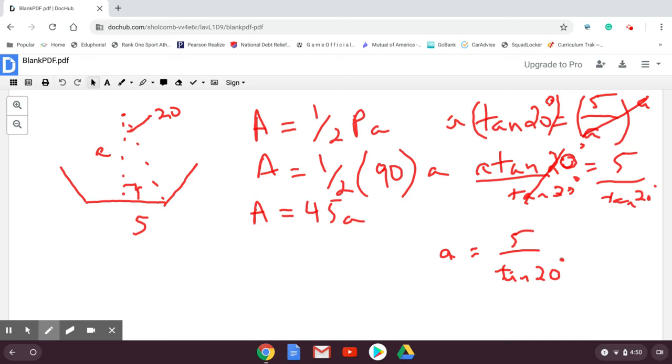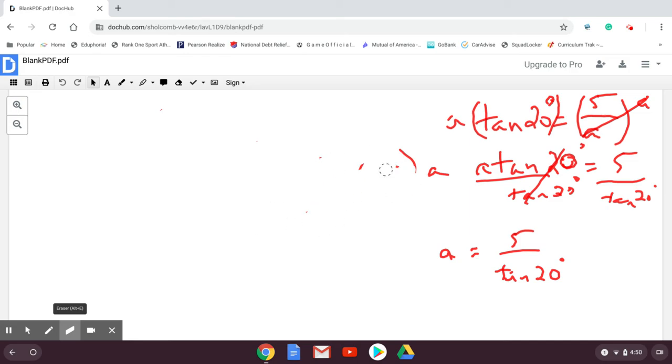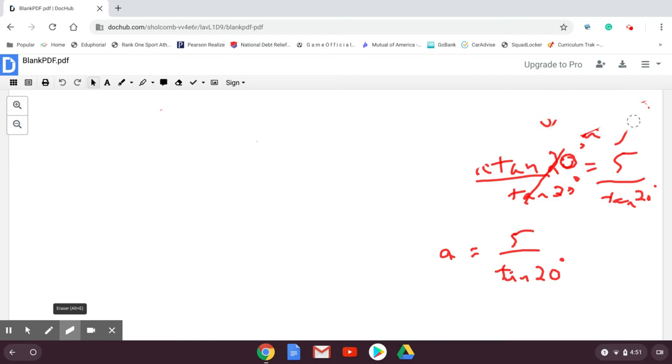Take out your calculator, find out what 5 divided by the tangent of 20 degrees is. Whatever you get, you're then going to multiply by 45. And if you round to the nearest square centimeter in this case, you should get approximately 618 centimeters squared. So there's the first problem. Just remember that apothem, how you find it, and how to find your central angle. And let's do the second problem in the book.